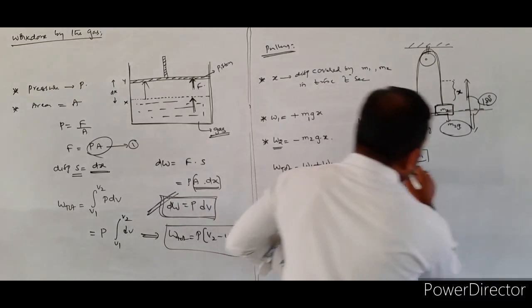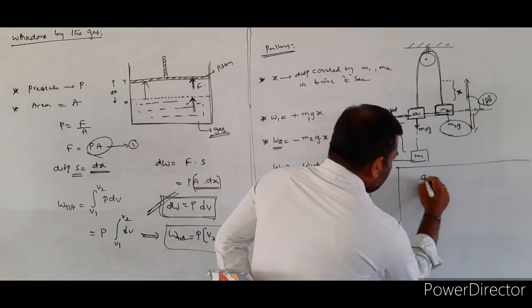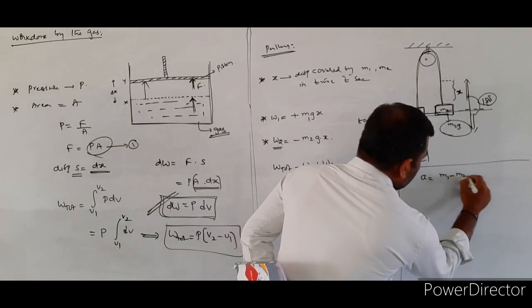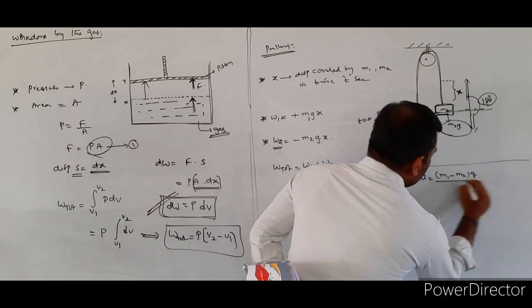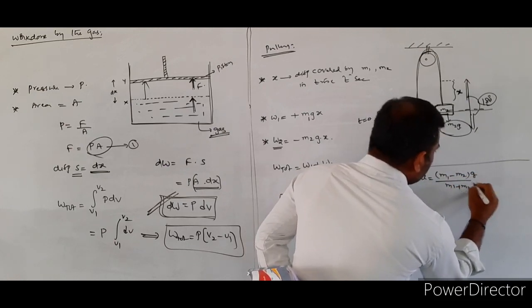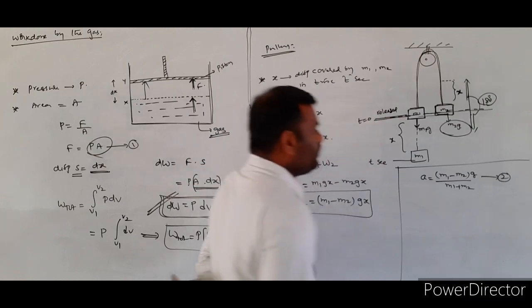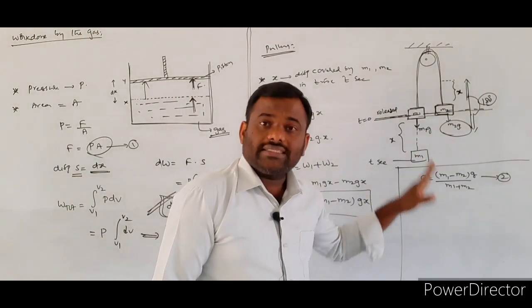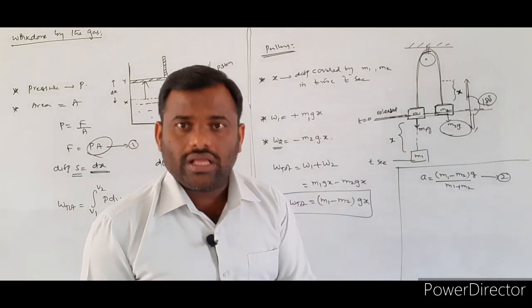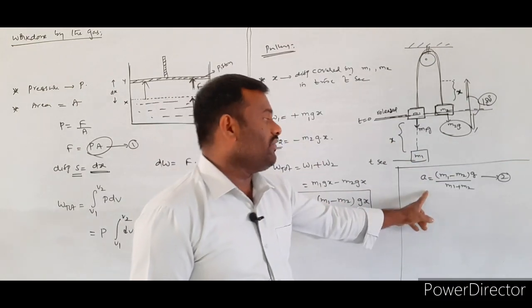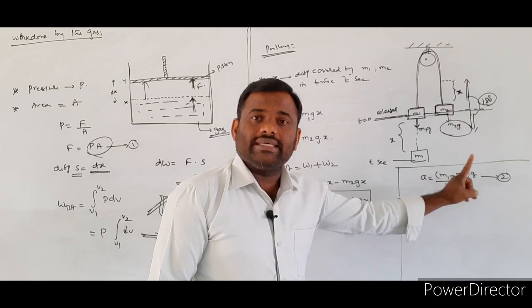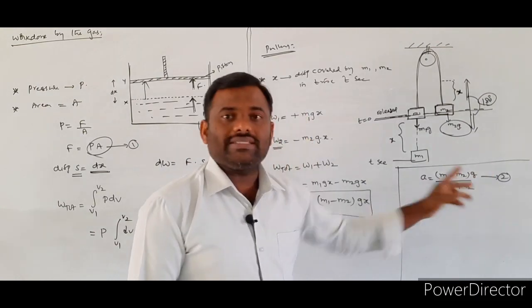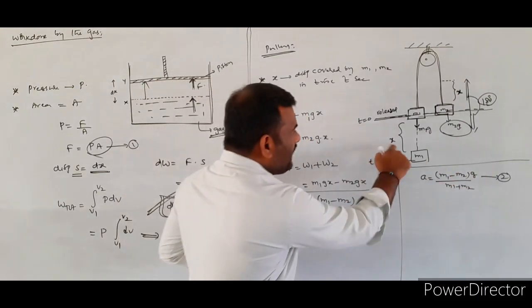That acceleration value will be given by a is equal to (m1 minus m2) into g by (m1 plus m2). This is the expression for the acceleration acquired by each block, or the acceleration with which the blocks are moving, that is (m1 minus m2) into g by (m1 plus m2). Now, I want to calculate the distance.